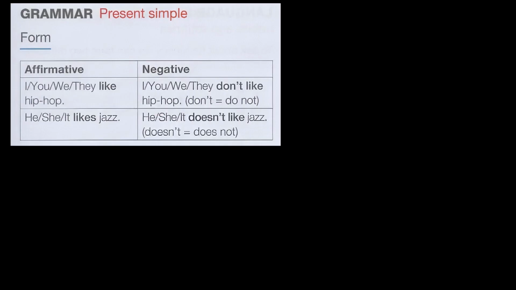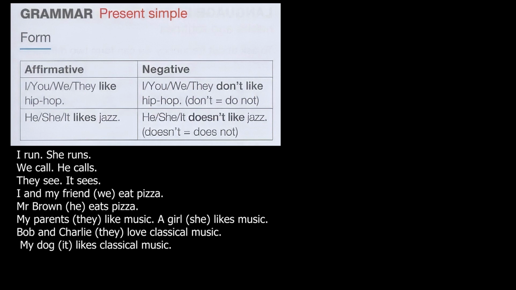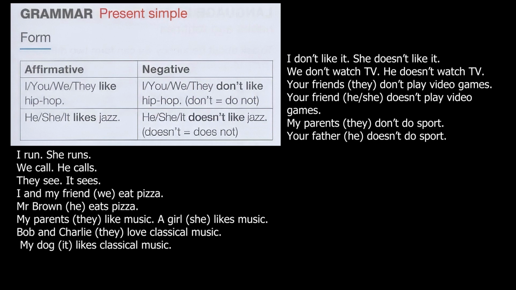Let's have a look at present simple stuff and how it works. Let's start with affirmative, or at school we sometimes call it he, she, it stuff. Instead of explaining, I'd like to show you some examples. I run, she runs. We call, he calls. They see, it sees. I and my friend eat pizza. Mr. Brown eats pizza. My parents like music. A girl likes music. Bob and Charlie love classical music. My dog likes classical music.